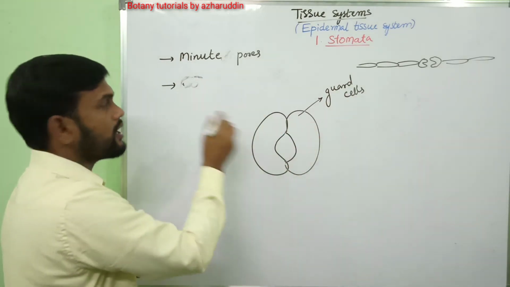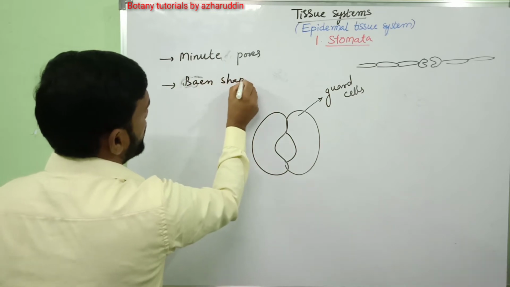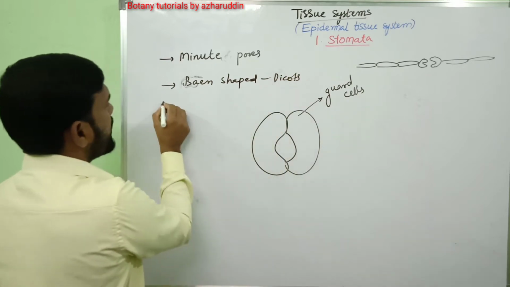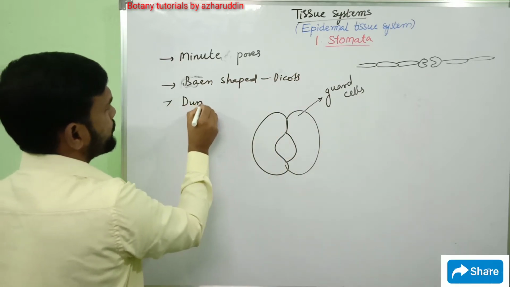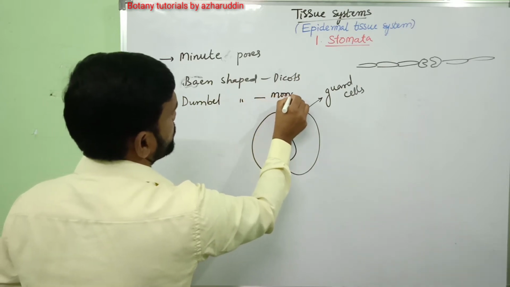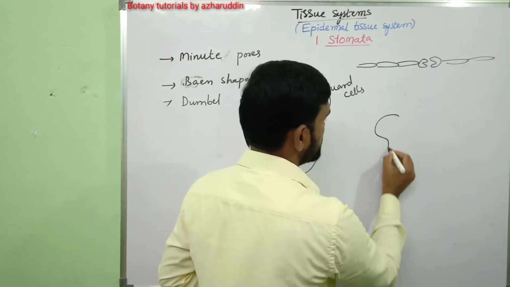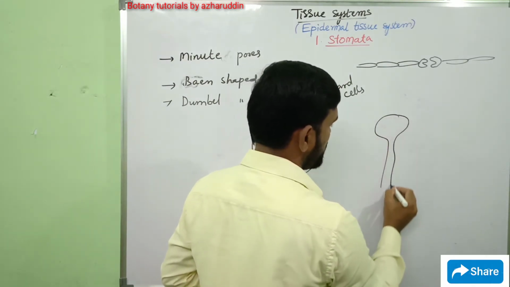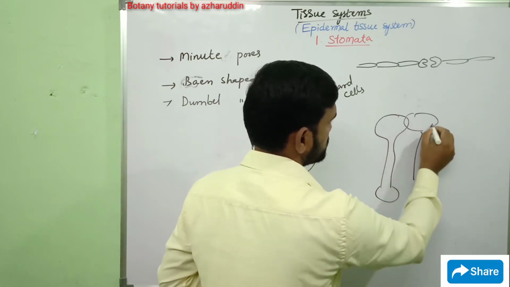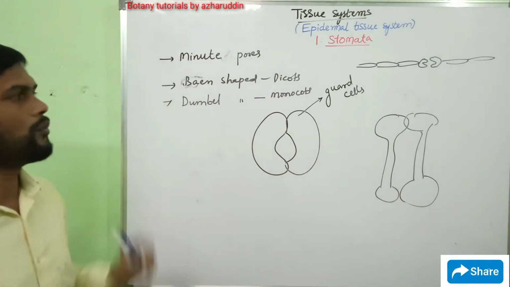These guard cells are bean shaped in dicots, and they are dumbbell shaped in monocots. In monocots, they are dumbbell shaped like this. This is a dumbbell shaped stomata. They are dumbbell shaped in monocots.